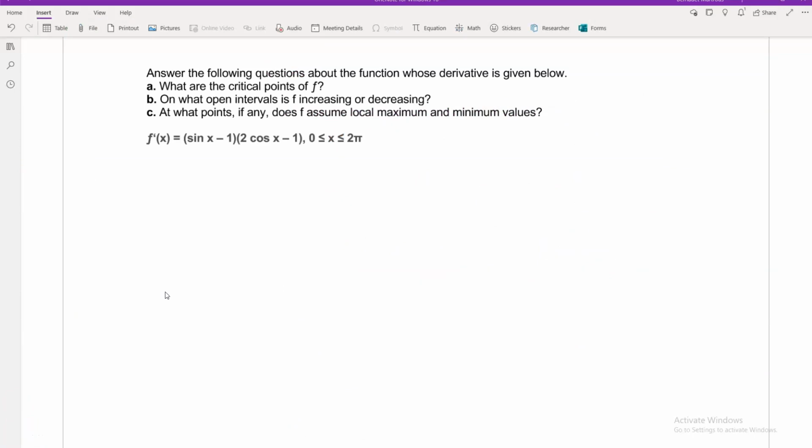Answer the following questions about the function whose derivative is given below. Part A, what are the critical points of f? Part B, at what open intervals is f increasing or decreasing? Part C, at what point, if any, does f assume local maximum and minimum values? f prime of x is equal to (sine x minus 1) times (2 cosine x minus 1), x is between 0 and 2 pi inclusive.